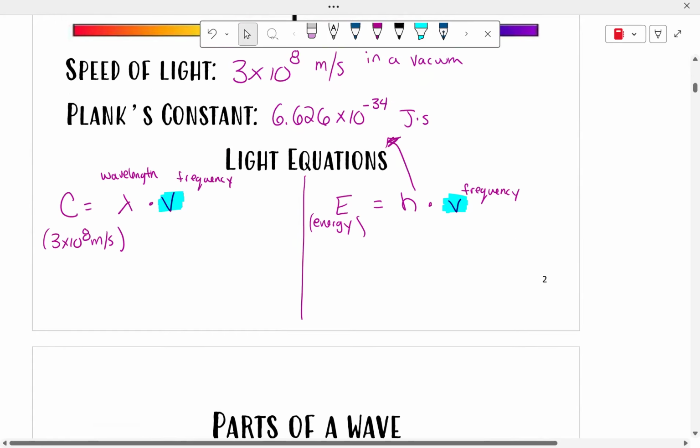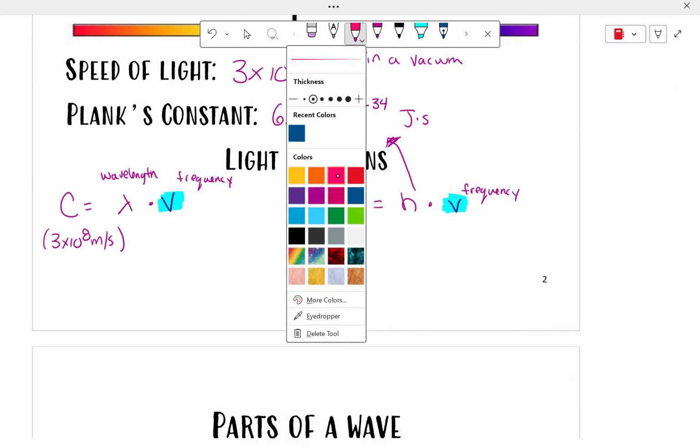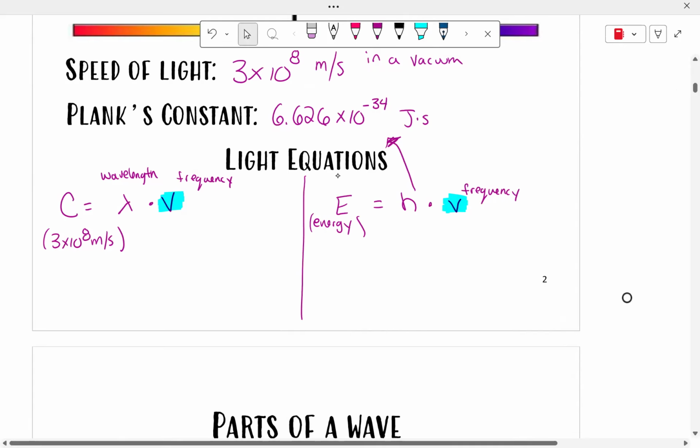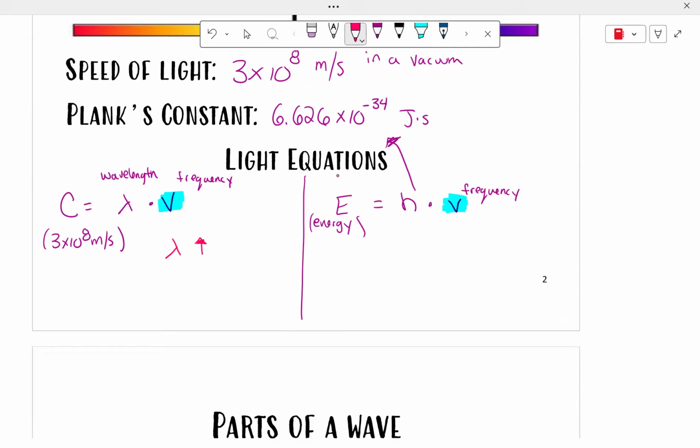Now, the relationships are going to be as follows. As we see here, the speed of light is a constant. And because these are multiplied, these are going to be inversely related, meaning if we have a high wavelength, we should be expecting a low frequency. This is an inverse relationship.